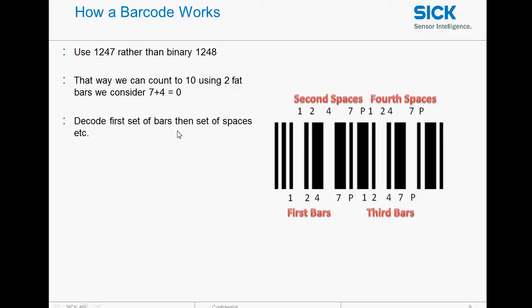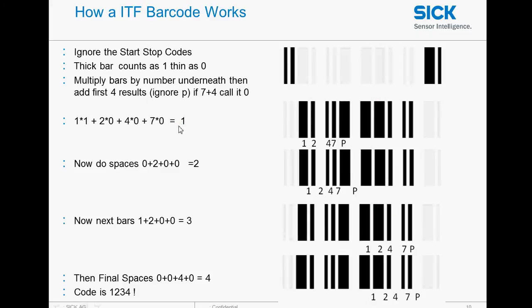So all you need to do is decode the first set of bars. So we ignore the start and stop sequence. Those don't contain any data. The contents inside here is what carries the data. So first we look at the first set of 5 bars. So bar 1 is a thick one, so we consider that one to be valid. We ignore bars 2 and 4, and the 7 is like a store. So that means the first digit of this barcode is 1.